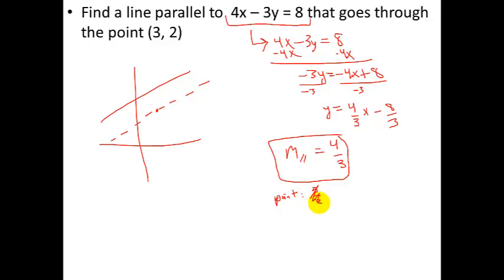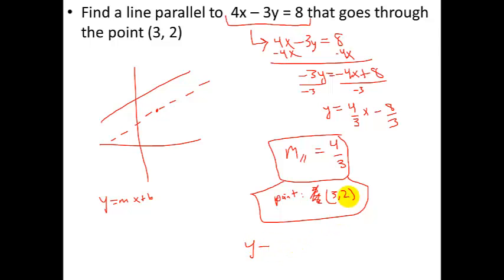Okay, so once I know the point (3, 2) and the slope, I can write the equation. Now remember, back a couple sections, we learned there's two different ways you could proceed. You could start with y equals mx plus b, plug in the point and the slope to find b, or you could just write the equation in point-slope form. I'm going to opt for the second one because it's a little bit quicker.